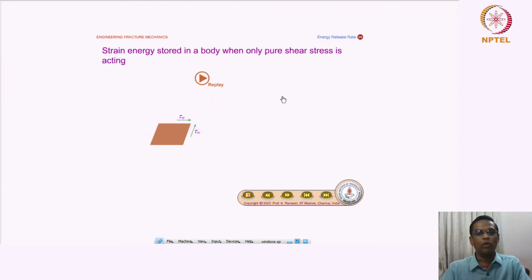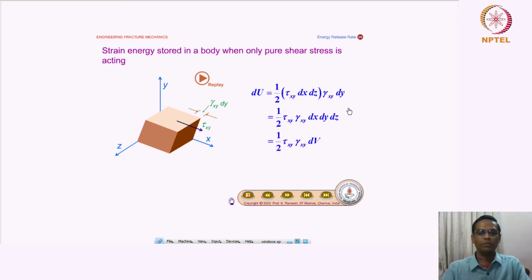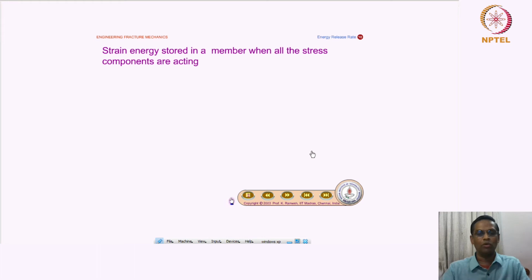And now we will look at the strain energy stored in a body when only a pure shear stress is acting. So this also is very familiar to you. So what is that expression for a strain energy? This is nothing but dU again, 1 by 2 into tau xy dx dz. This is the area on which the shear stress acts, and this is a displacement, okay, shear strain. So you get half tau xy gamma xy dV. So this is the strain energy stored in the material due to shear stress.